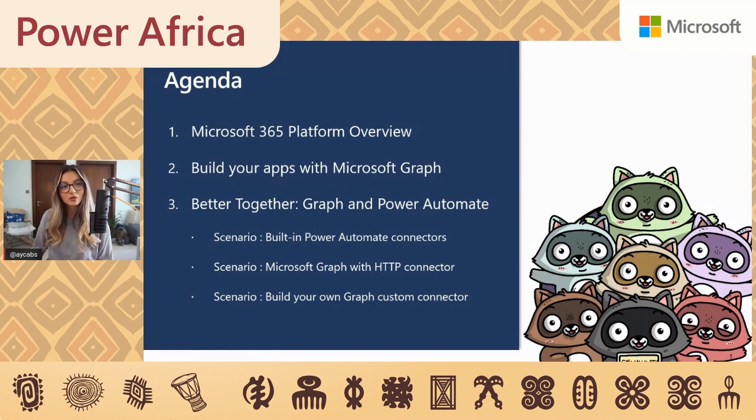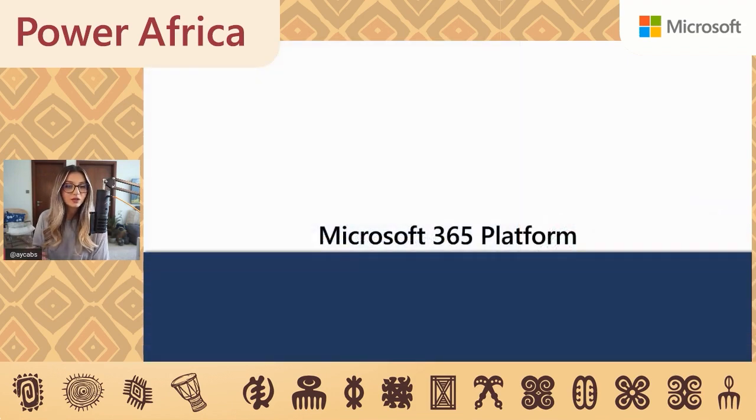That's why we will just start with M365 platform overview, and also we will jump into Graph. What is Graph? If you're new to Graph, I'll just share a couple of resources for you to learn about Graph and how to consume that in your apps, Power Apps, flows, and wherever you like. And then we will jump into Graph and Power Automate scenarios, and we will just discuss why it's important and what are the opportunities there for us. So I'm just gonna start with M365 platform.